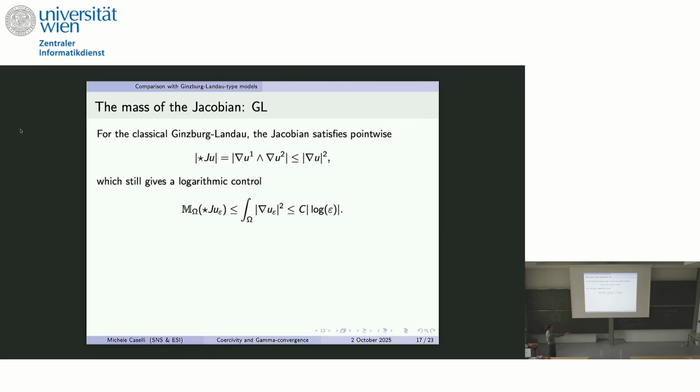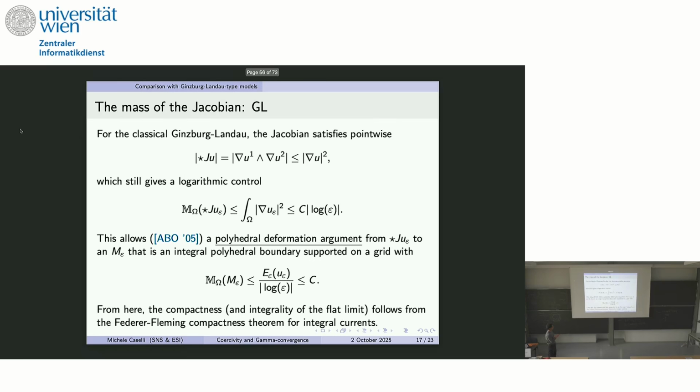which is this object, du1 wedge du2, is bounded by |du|squared. And so if I start with a sequence for Ginzburg-Landau with the standard energy growth, it is not true that the Jacobians of the maps are equibounded in mass, but their mass diverges very slowly as epsilon tends to 0. And this is crucial in the argument by Alberti, Baldo, and Orlandi to prove the gamma convergence.